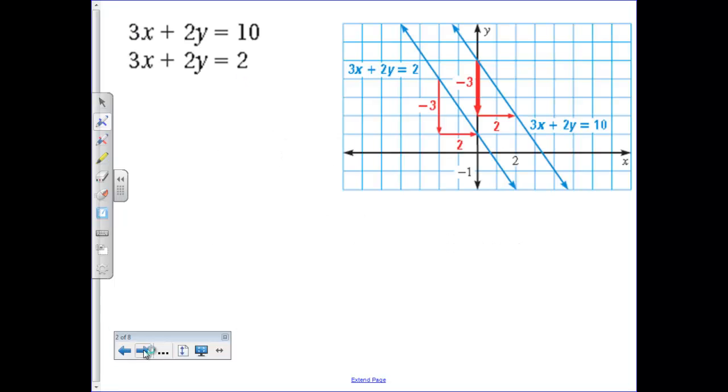And the first type of special system: we can see here we have two equations that have been graphed, and it appears that those two lines are parallel to each other. So if there's no point of intersection, there's no solution to the system.